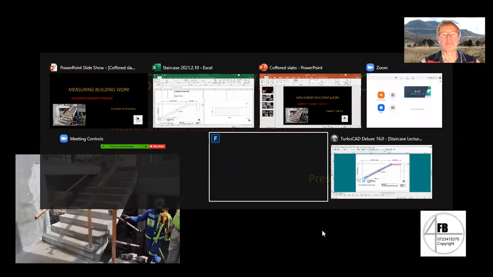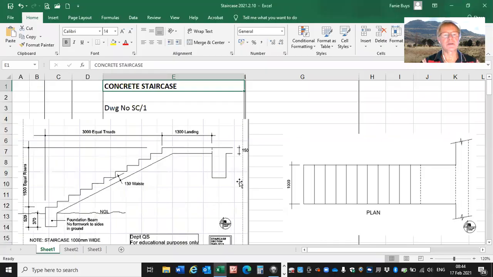If we look at the drawing, it is a single flight of stairs, and it does have a foundation beam at the bottom. Then you've got your stairs, and your landing at the top of the staircase, and there is a beam forming part of the main reinforced concrete structure. So we are not going to measure that as part of the staircase. That is a section through the staircase, and over here we see the plan. It is a single flight and the staircase is 1 meter wide.